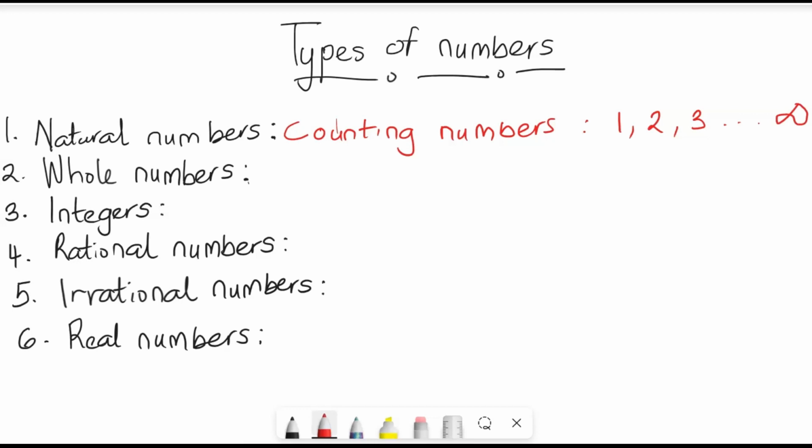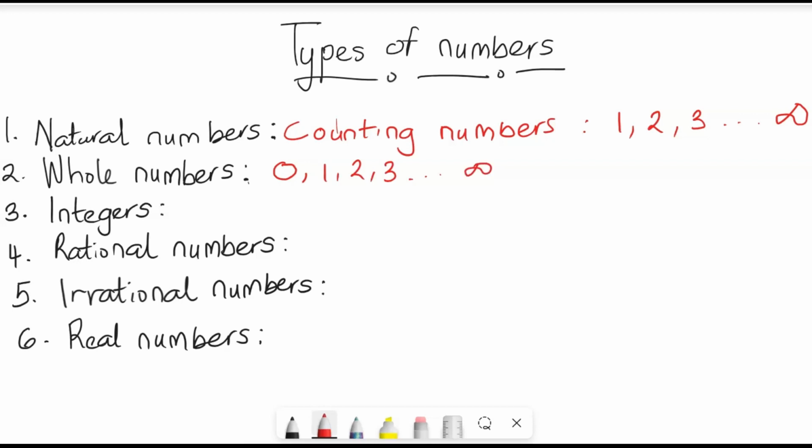Now, whole numbers, these are very similar to the natural numbers. The only difference is that for whole numbers, we start from number 0. So yes, 0 is a whole number. So we have 0, 1, 2, 3, all the way again to infinity.